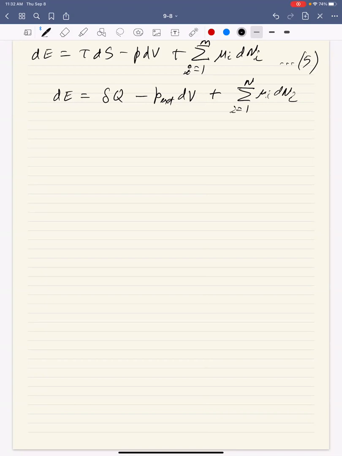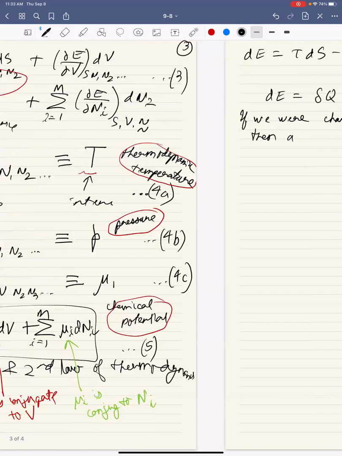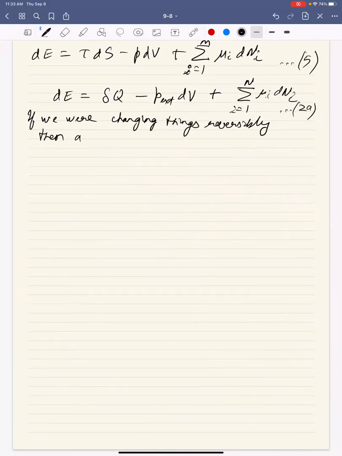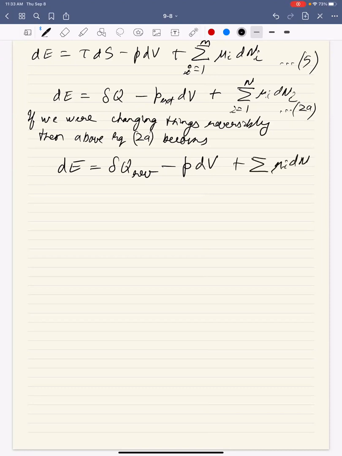And in fact, you could apply the same thing about chemical potential also if you were not being so sloppy, okay? So if we were changing things reversibly, then the above equation, and what is the above equation? We have seen it earlier. We numbered it. This was equation number 2a. Then equation 2a becomes dE is equal to delta Q reversible. And even though it's a reversible change, we still have to use the squiggly delta, right? Because different paths, even if they are reversible, will still have path dependence, minus P dV. The external goes away. This is now the pressure of the system. Plus mu_i dn_i.